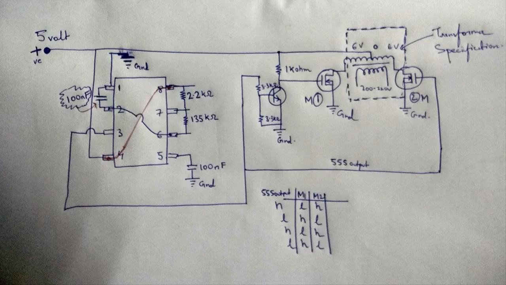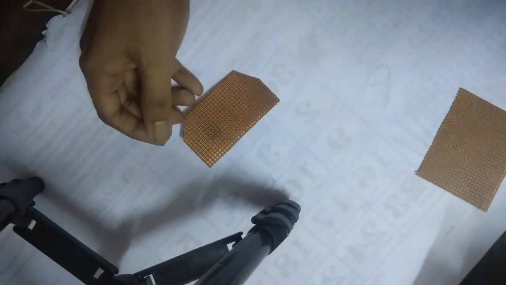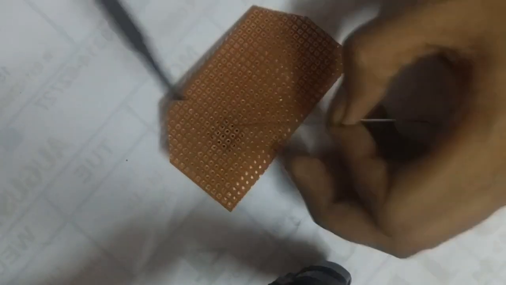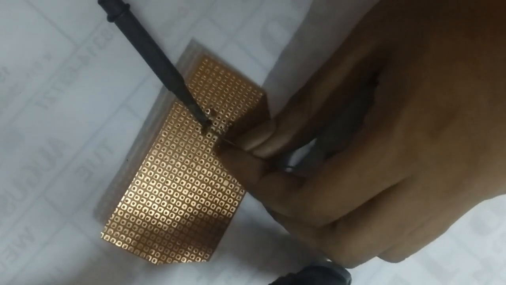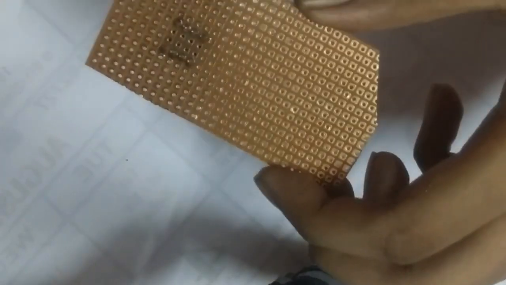Then let's assemble the whole circuit. So one thing about the circuit is that it can power low power devices like an LED lamp, but it fails to power high power devices like an incandescent lamp or anything which needs more power, more current, more voltage.